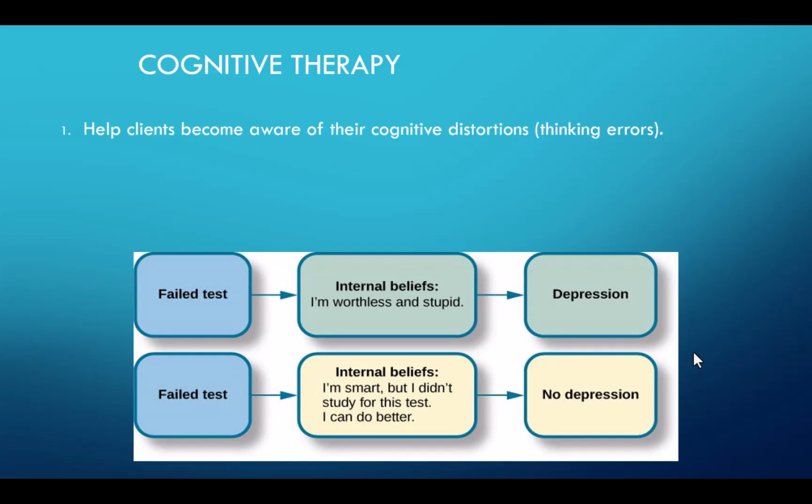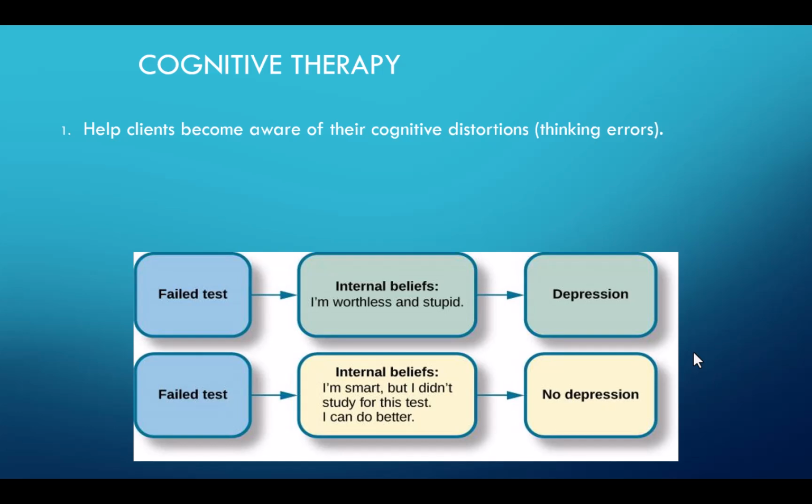In cognitive therapy, first the therapist is going to help the clients become aware of their cognitive distortions, their thinking errors. Here are some examples. Overgeneralizing, taking a small situation and making it a huge situation. Being polarized, black or white thinking, seeing things in absolutes. I'm either perfect or I'm a failure. That's a common thinking error that we see in individuals with depression.